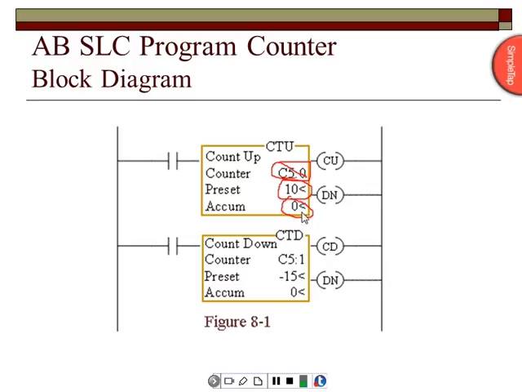Your accumulator is always going to start at 0. On a counter, you have two things that you have to put in the block format: the address and the preset. In a timer, how many things do you have to put in the block? Three: the address, the preset, and the increments.